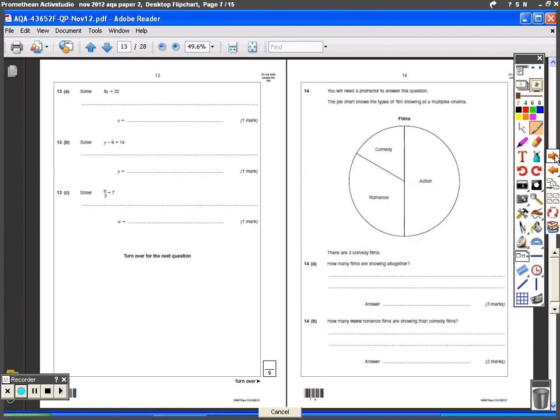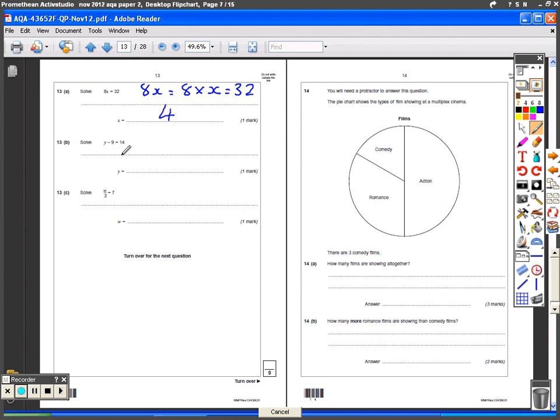Okay, moving on. Question 13. Solve 8x equals 32. Well, 8x means 8 times x, which has to give me an answer of 32. So what number can I multiply 8 by to get an answer of 32? You could do the opposite, 32 divided by 8, which gives you an answer of 4.